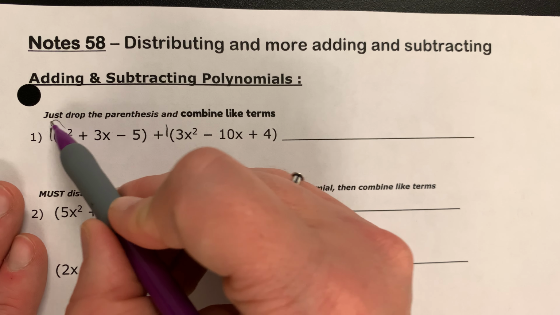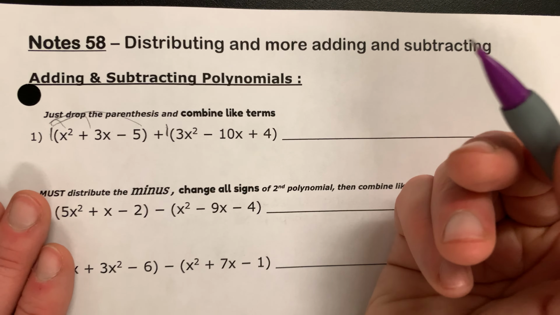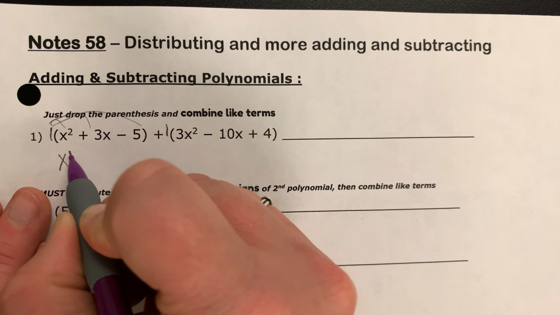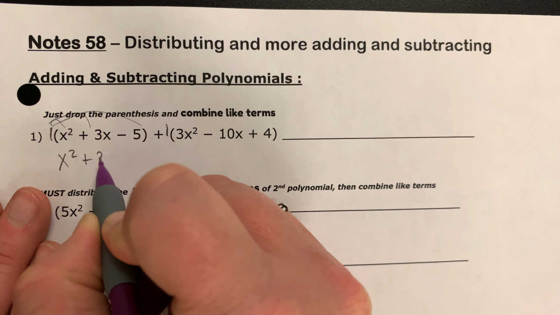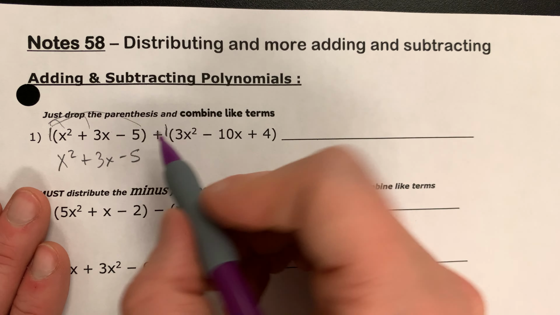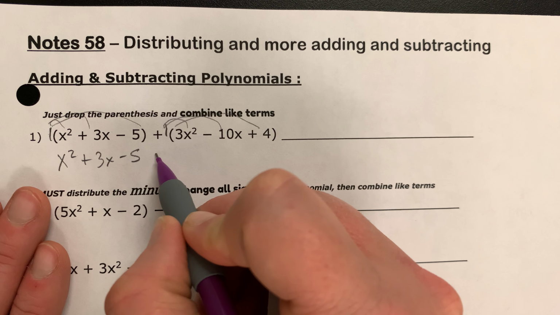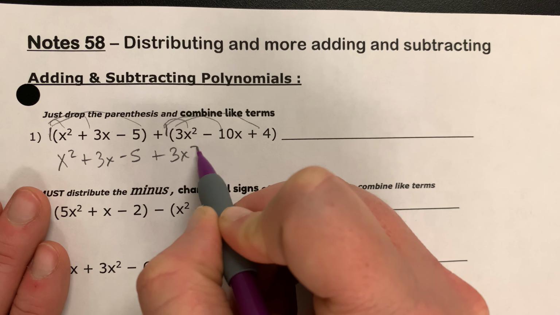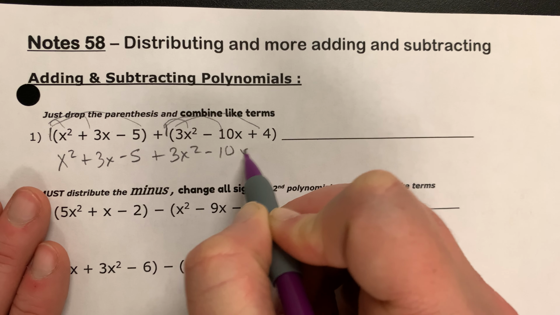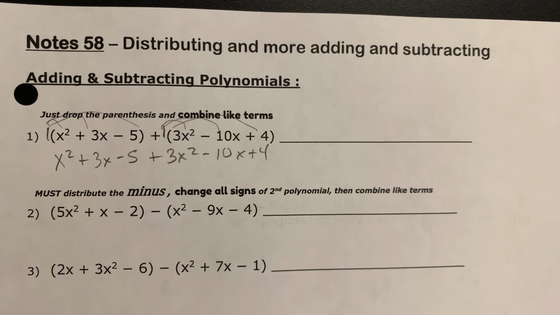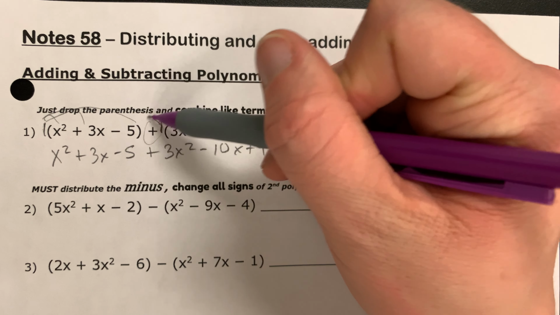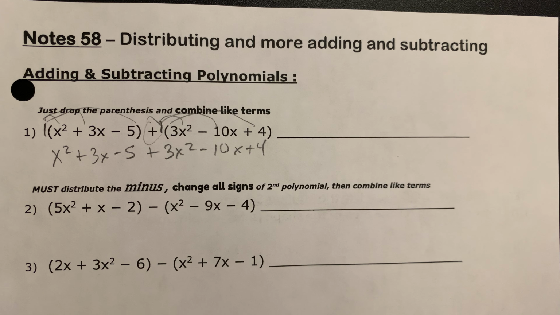So if I distribute that hidden 1, my parentheses just go away and I get the same thing I already had. X squared plus 3x minus 5. If I distribute this positive 1, anything times 1 is itself, so I still get 3x squared minus 10x plus 4. Okay, so if there's a plus in between them, then I really don't have to distribute anything. I can drop the parentheses.